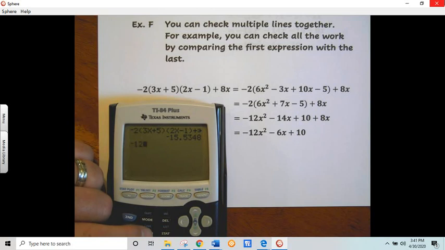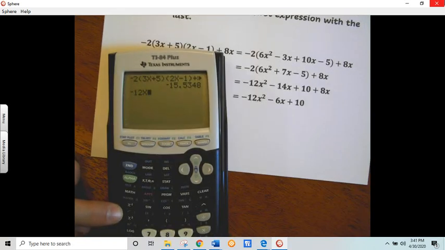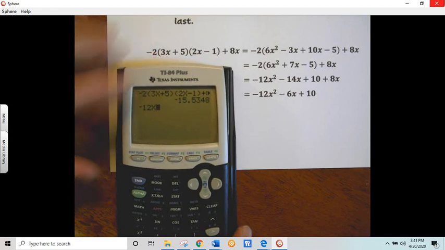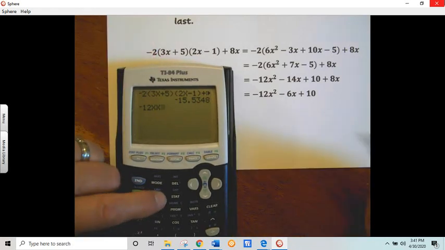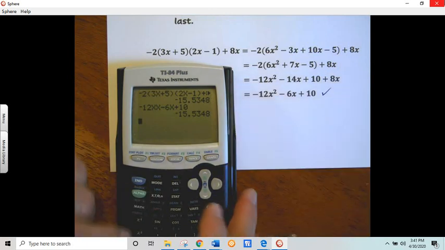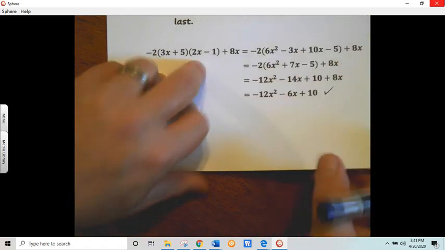Negative 12x squared. Now you can hit the x key and you can also hit the squared key. But that requires me to take my index finger off that x key. If you just say x times x, that means x squared also. So now minus 6x plus 10, and the whole goal here is to do this quickly and efficiently. So all of that work is correct. And it's really nice to know that. It's also nice to know when you do it wrong so you can fix it before it's graded.